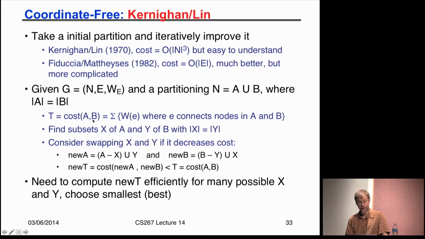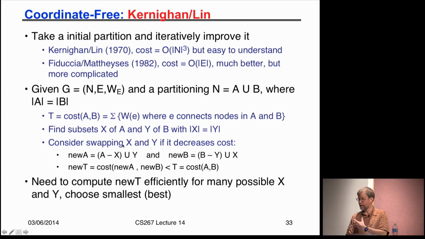So what I need to know is how good this partitioning is. The cost of A comma B is the cost of the partitioning. It's the sum of all the edge weights that connect A to B, the cross edges. One step of Kernighan-Lin is going to find some subset X of A and Y of B with the same cardinality and ask, is it worth swapping them? Is it worth taking X out of A and putting it in B, and Y out of B and putting it in A? So here's the swap. I take A, subtract X, add Y. That's going to be the new A. Take B, subtract Y, add X. That's the new B. And I'll ask, is the new cost, the new T, less than the old cost? And if it is, I will think about whether it's worth doing or not. You'll see how I make that choice.